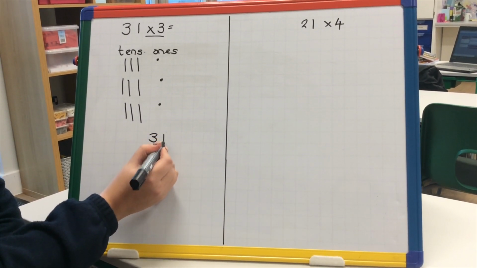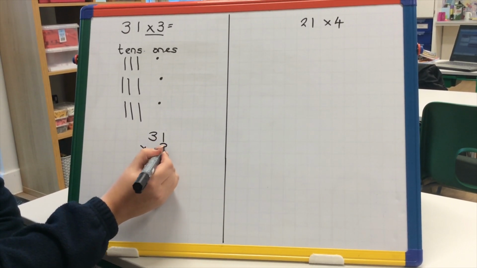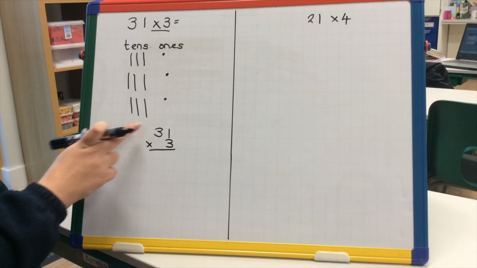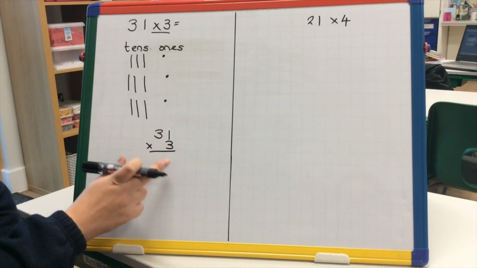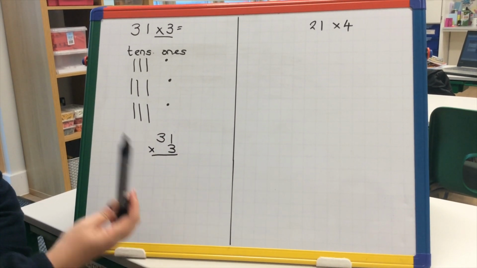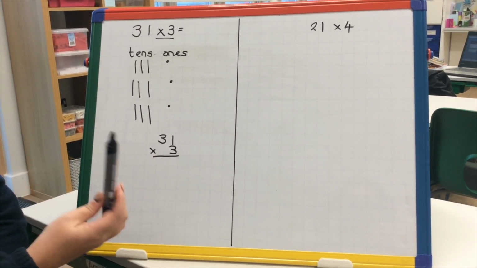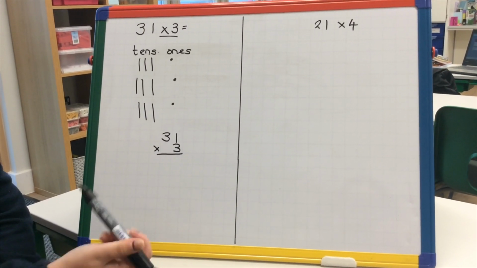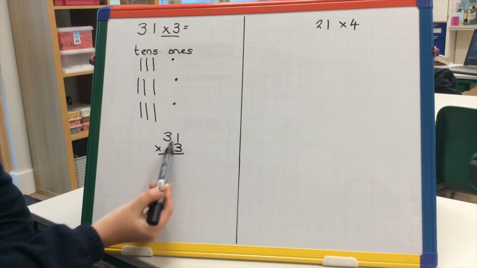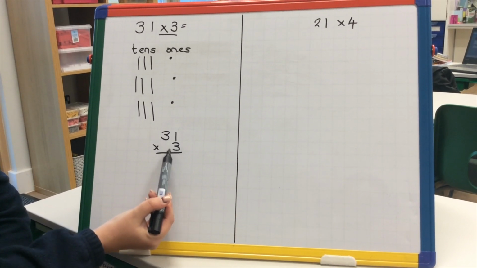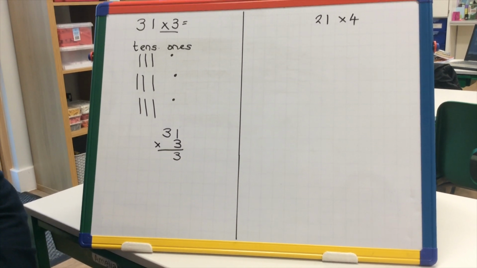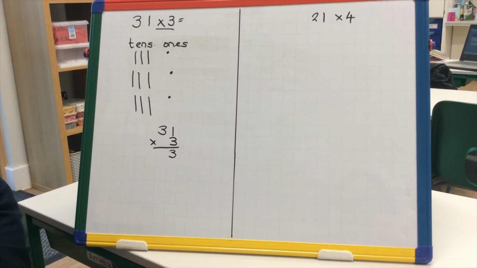So we lay it out in the same way as you do with your column addition. Our tens are in one column, our ones are in another. We always, same as addition, start with our ones column, but this time we're not adding, we are multiplying. So we have 1 multiplied by 3 ones, so 1 times 3, and we put our answer in our ones column. So 1 times 3 is 3.